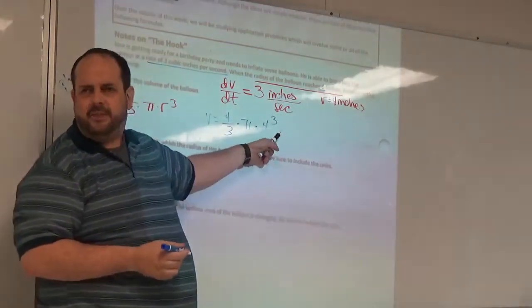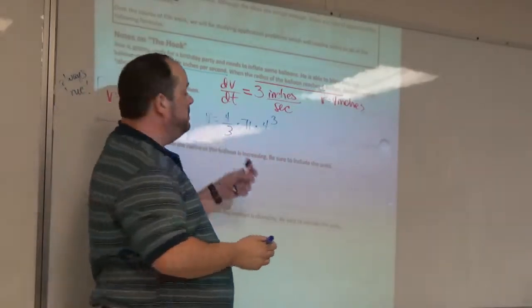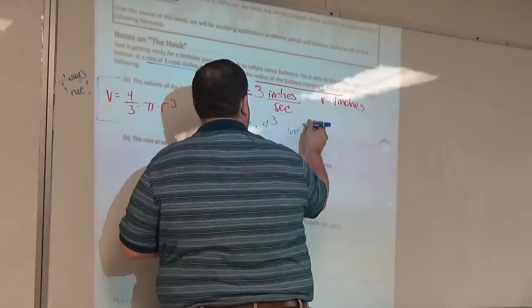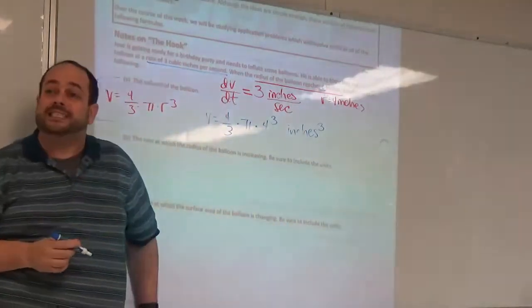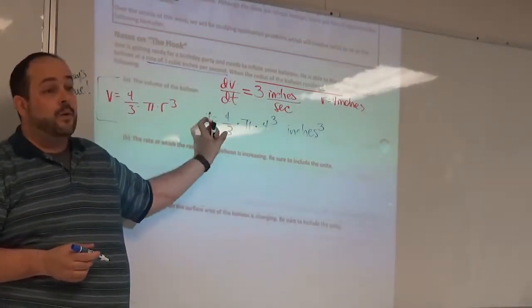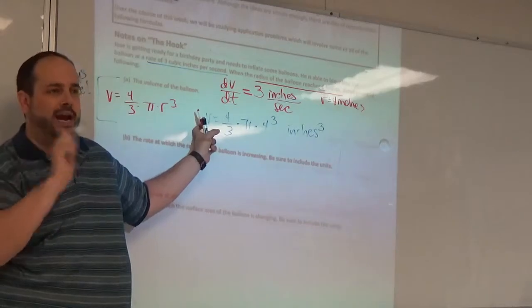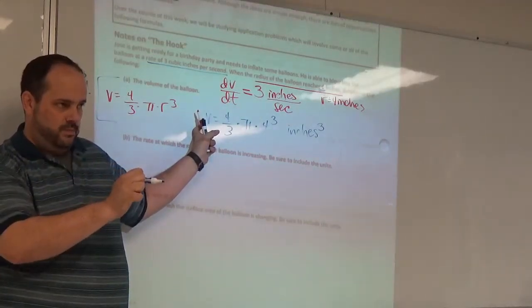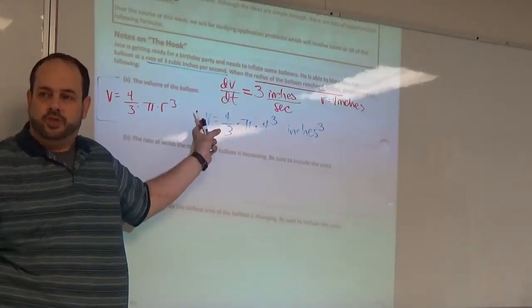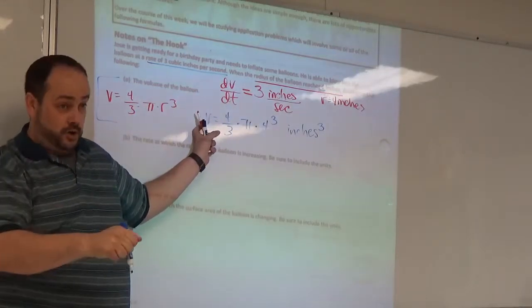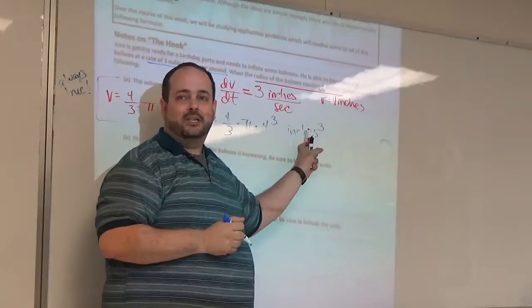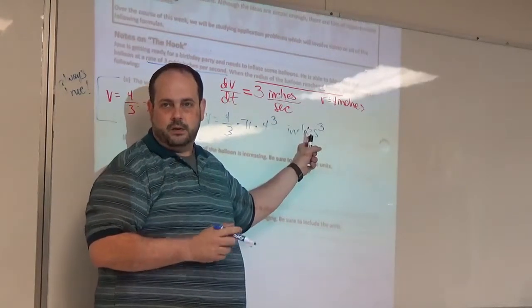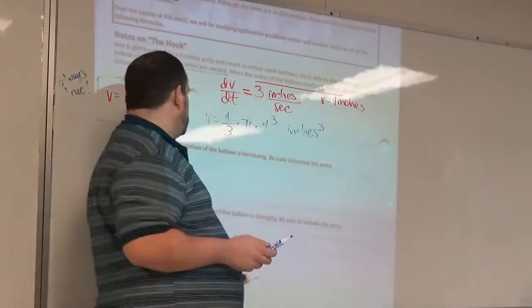And the units have to be, because this is a volume kind of problem, cubic inches. I heard cubic inches per second. What I want here is just straight volume. Not how volume's changing, just volume. And the way that you measure volume is cubic inches, not cubic inches per second. Okay? So let's do part B.